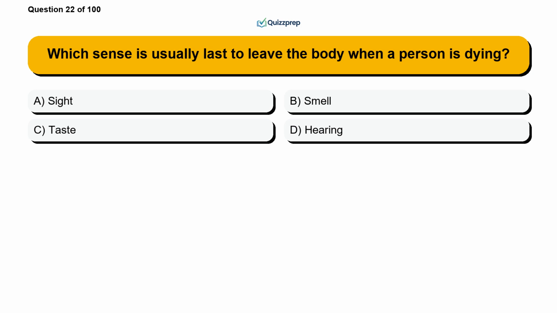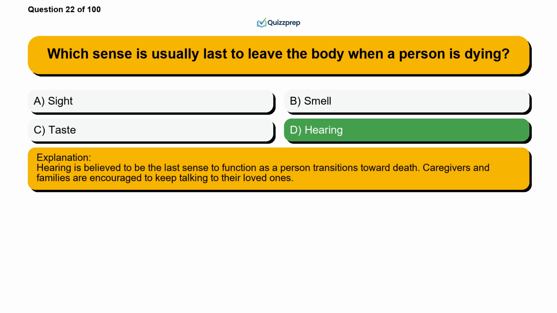Which sense is usually last to leave the body when a person is dying? Option A, sight. Option B, smell. Option C, taste. Option D, hearing. The correct answer is option D, hearing. Hearing is believed to be the last sense to function as a person transitions toward death. Caregivers and families are encouraged to keep talking to their loved ones.